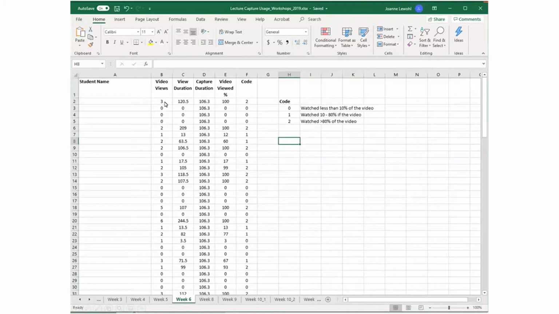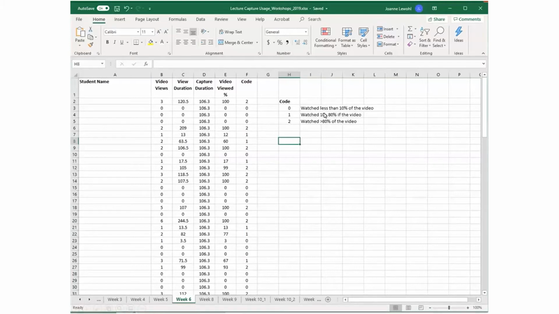So rather than just count students who had viewed videos, because these are simply clicks, I actually coded students for each class that I was looking at. For all 14 classes, I coded them based on their lecture capture usage profile. So a 0 is a student who watched less than 10% of the video, excluding students who perhaps clicked on it by accident or really haven't watched it at all.